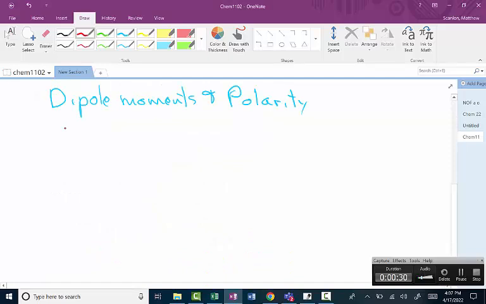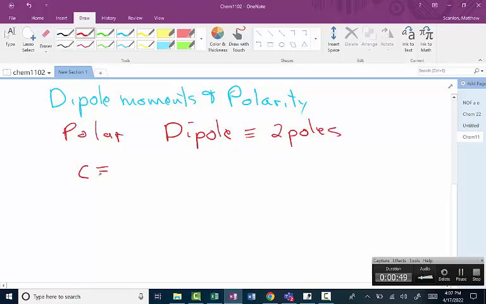We're going to define polar. Polar means two poles, or dipole means two poles. When we talk about a molecule such as C triple bond O, CO, there's the Lewis dot structure, which you should know how to do. This bond is said to be polar because oxygen is more electronegative than carbon, and so we put these symbols down. This first symbol here means partially positive on the carbon end, and partially negative on the oxygen.